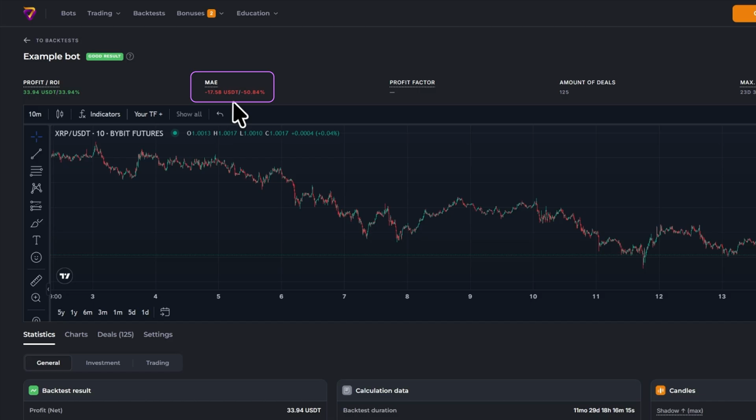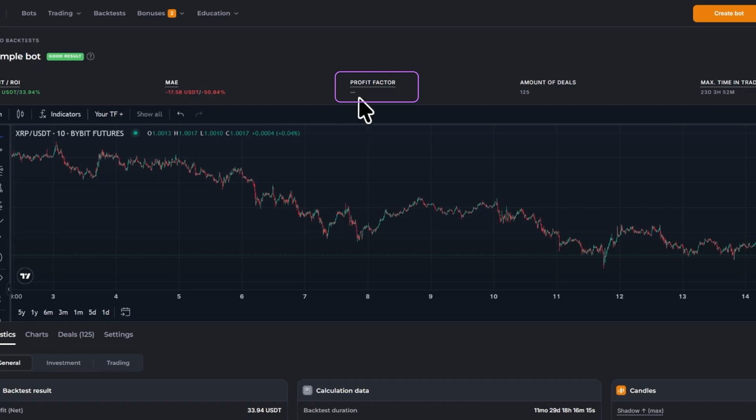MAE. This stands for Maximum Adverse Excursion. This is the single most important number for assessing risk, which newbies usually ignore entirely. MAE shows how deep a trade dropped from its average price. In our example, it's minus $17.58, or roughly a 51% drawdown. Look at the huge difference between a 34% ROI and a 51% drawdown. That's exactly why you can't judge a strategy by its final profit alone.